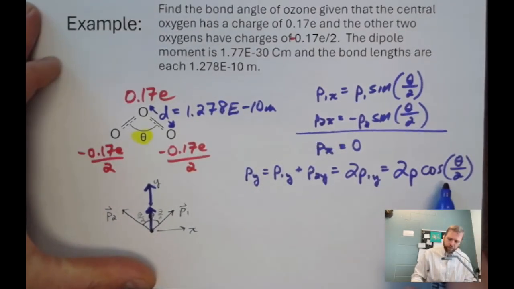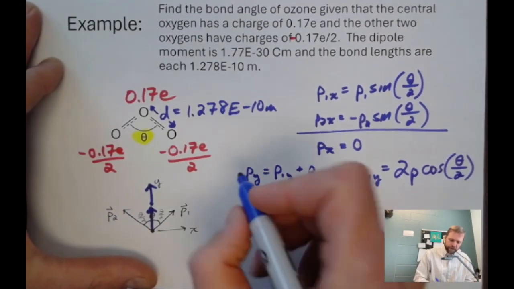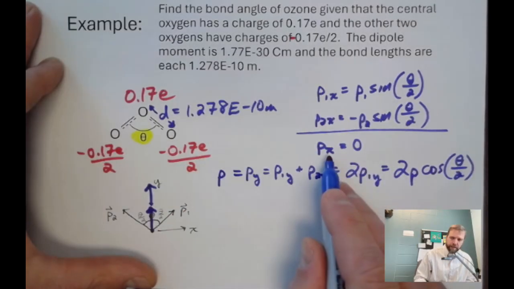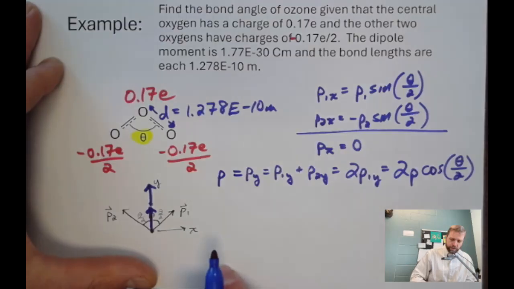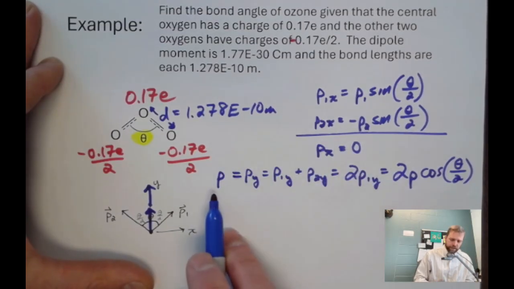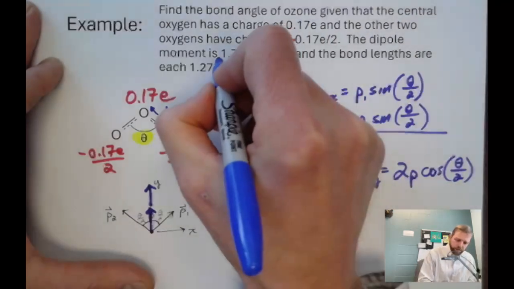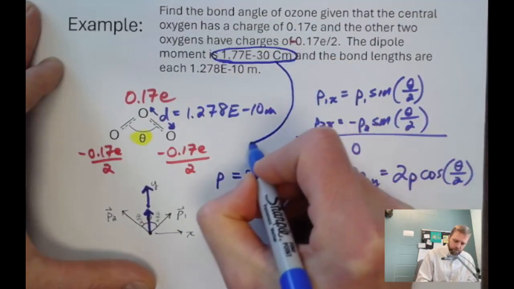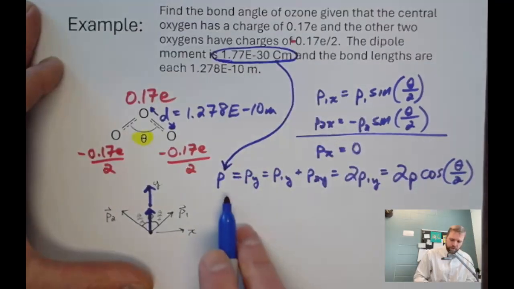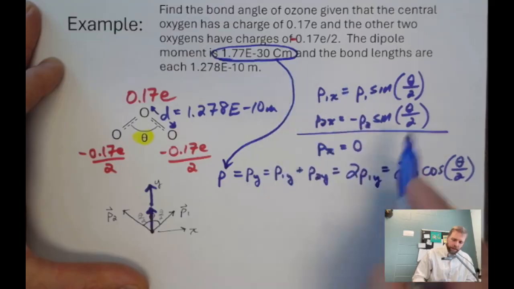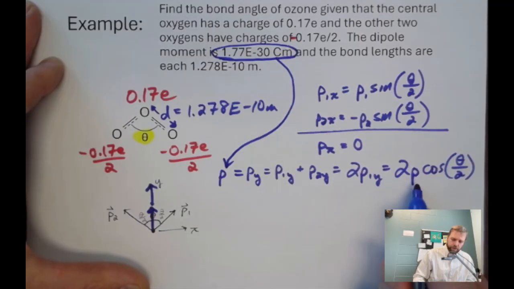So now we've got, and this is equal to the total dipole moment, because there's nothing in the x direction. So that makes that a little bit easier. This is the dipole moment right here, because that's the total dipole moment. All right, so now we need to substitute in for P for each one of these.